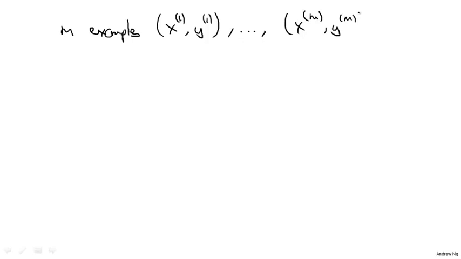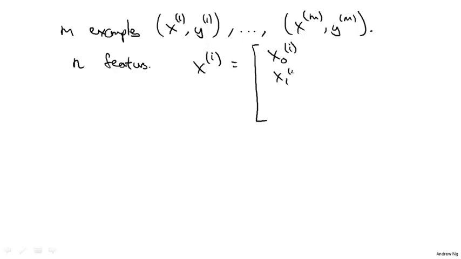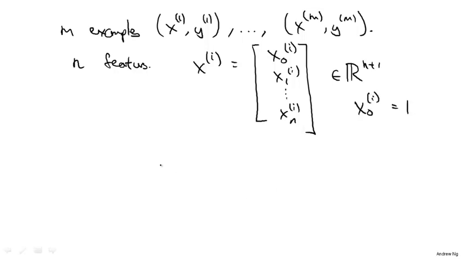Well, we have m training examples, right? We have (x1, y1) up to (xm, ym), and we have n features, right? And so x^(i) is going to be a vector, x0^(i), x1^(i), and so on down to xn^(i). And this is going to be an n plus 1 dimensional vector. And the plus 1 is because we have this extra x0 feature, which is always equal to 1.